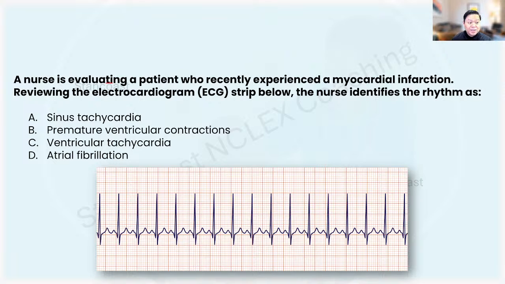A nurse is evaluating a patient who recently experienced a myocardial infarction, reviewing the electrocardiogram, EKG strip below. The nurse identifies the rhythm as A, sinus tach, B, premature ventricular contractions, C, VTach, or D, atrial fibrillation. That's an easy EKG. Very easy. Letter A is the correct answer. This is sinus tachycardia. That is the correct one. Well, what are the characteristics of sinus tach?